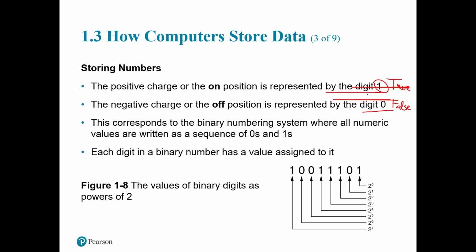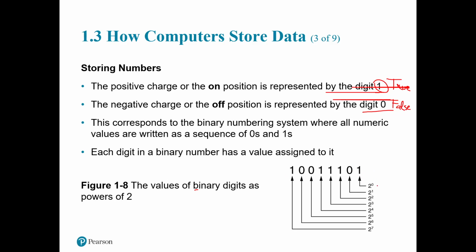So 0 is false, 1 is true. This is what we call a binary system, and binary comes from 2, as in bi, so 0 and 1, binary. Whenever we want to store a number using our binary system, this is how we would do it. Each digit in a binary number has a certain value assigned to it. How I do it, I just look at the position of the numbers.